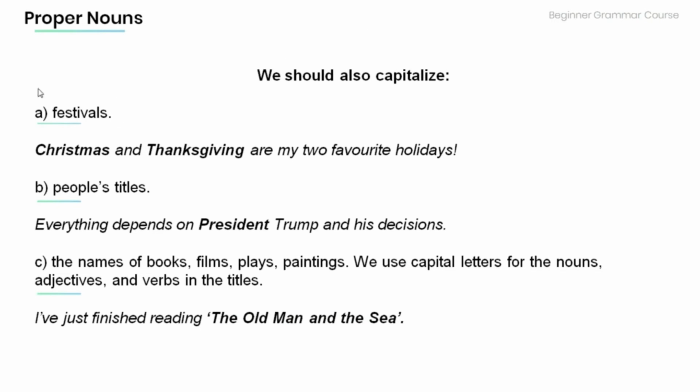We should also capitalize proper nouns that are names of festivals. For example, Christmas and Thanksgiving are my two favorite holidays. Now, the proper nouns Christmas and Thanksgiving are names of festivals, and so they should be capitalized.